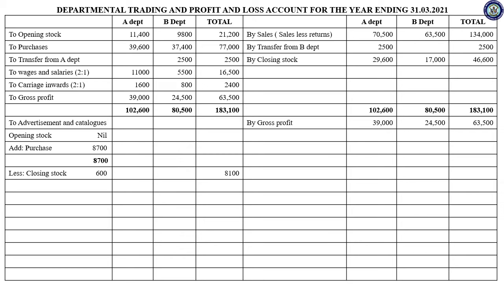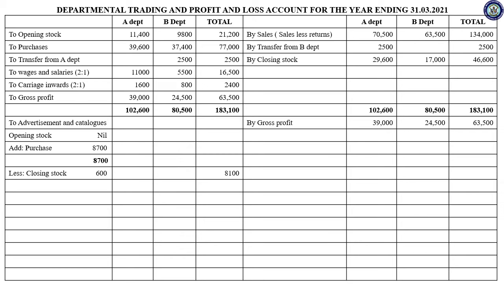Catalogs are given for the advertisement purpose and to give information to outsiders. So you purchased 8,700 worth of catalogs. So now in hand there is 8,700. But when we close the books, we are left with only 600. It means the remaining 8,100 I have distributed to outsiders. It means I have used that worth of catalogs.